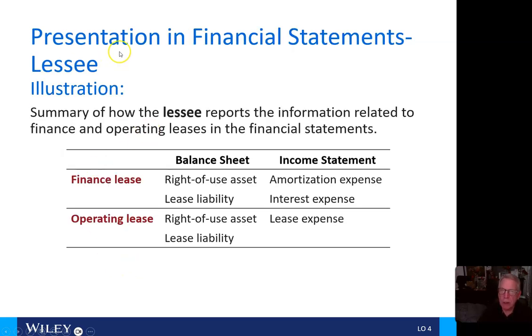Okay, presentation in the financial statements. Here, to summarize how the lessee would report information related to finance and operating leases in the financial statements. For a finance lease, on the balance sheet, we're going to show a right-of-use asset and a lease liability. Same thing for an operating lease, a right-of-use asset and a lease liability. But under the finance lease, on the income statement, we're going to show amortization expense and interest expense. Whereas under the operating lease, we're just going to show a lease expense.